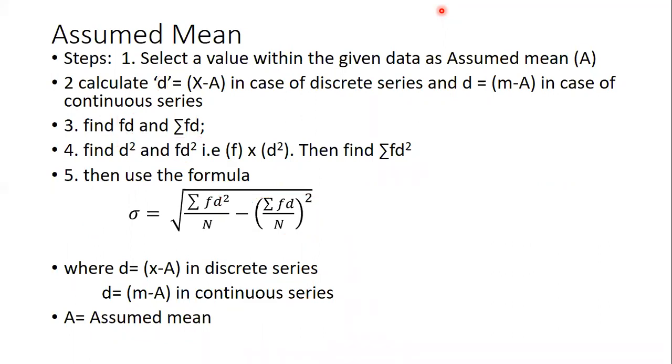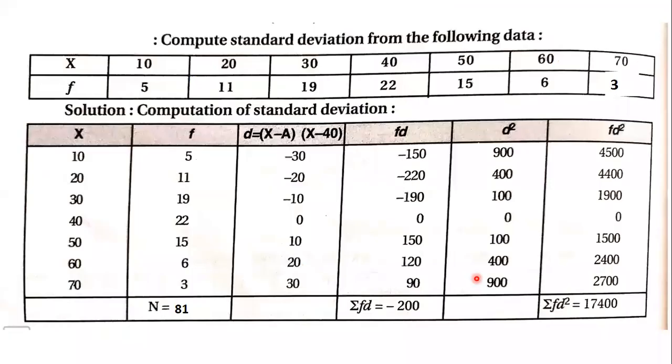Let's go on and understand it through a problem. We are going to solve only the problems of discrete series and continuous series. We have already solved the problems under individual series. Okay, so let's see the first problem. The first problem here is of a discrete series, which is asking us to compute standard deviation from the following data. You have x and f given. This is a discrete series which starts with 10, 20, 30, 40, 50, 60, 70, and the frequency is also given to us, that is 5, 11, 19, 22, 15, 6 and 3.